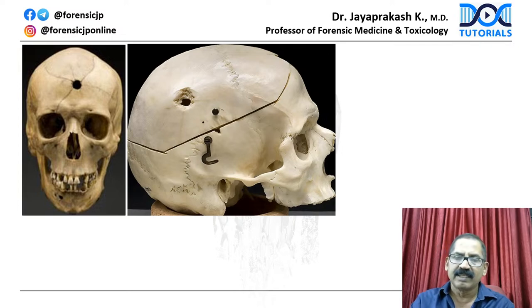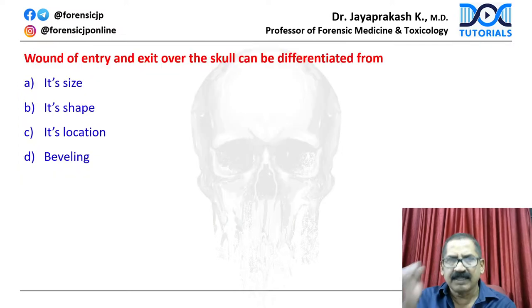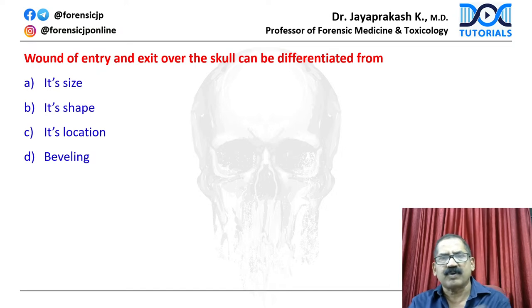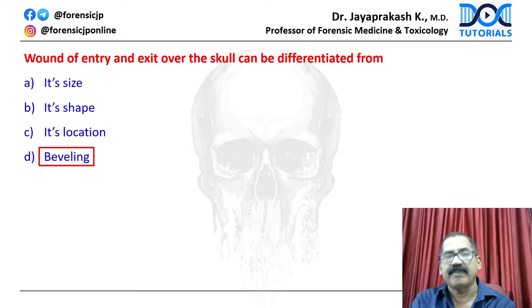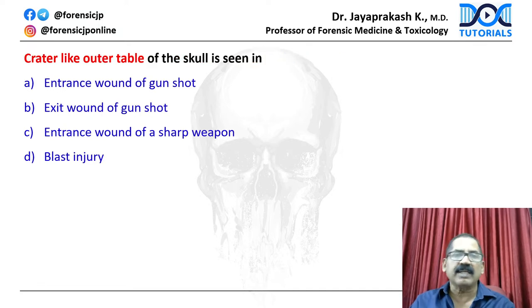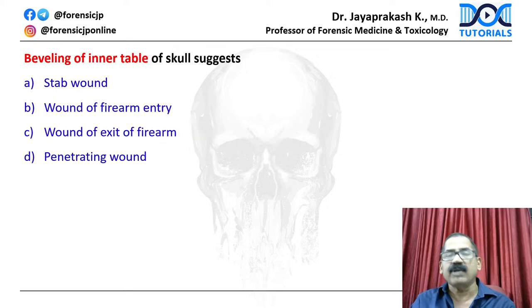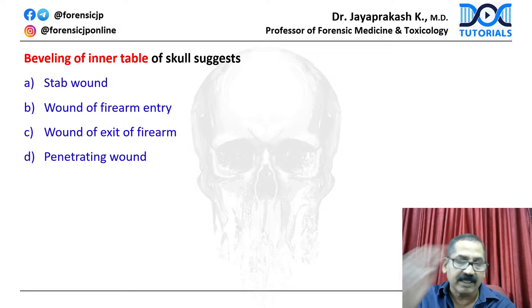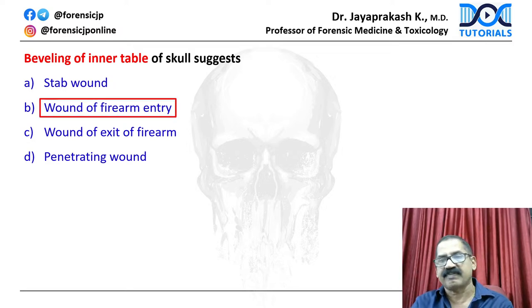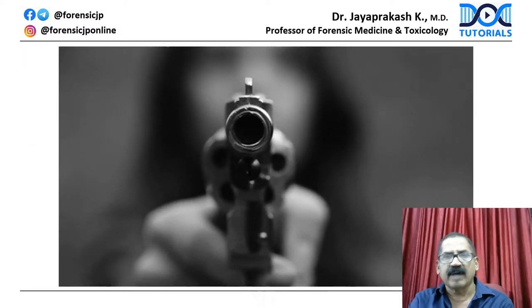Okay. That is regarding the rifle for wound ballistics. Some questions about that. Wound of entry and exit over the skull can be differentiated from beveling. Crater-like outer table is seen in wound of exit. Exit wound of gunshot. Beveling of inner table of skull suggests wound of entry. Okay. Now I finished this portion.